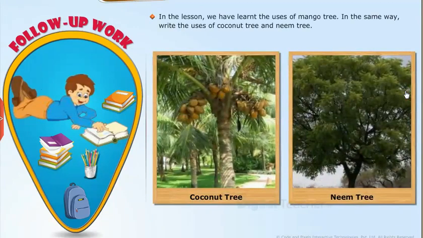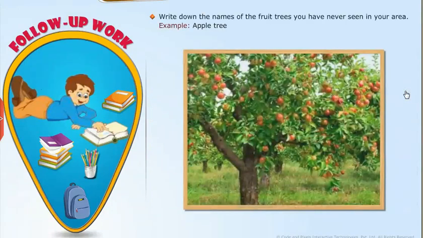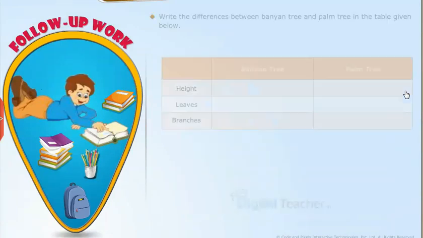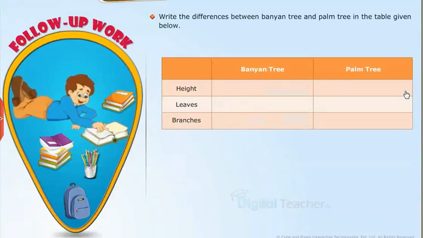In the lesson, we have learned the uses of mango tree. In the same way, write the uses of coconut tree and neem tree. Write down the names of the fruit trees you have never seen in your area. Example, apple tree. Write the differences between banyan tree and palm tree in the table given below.